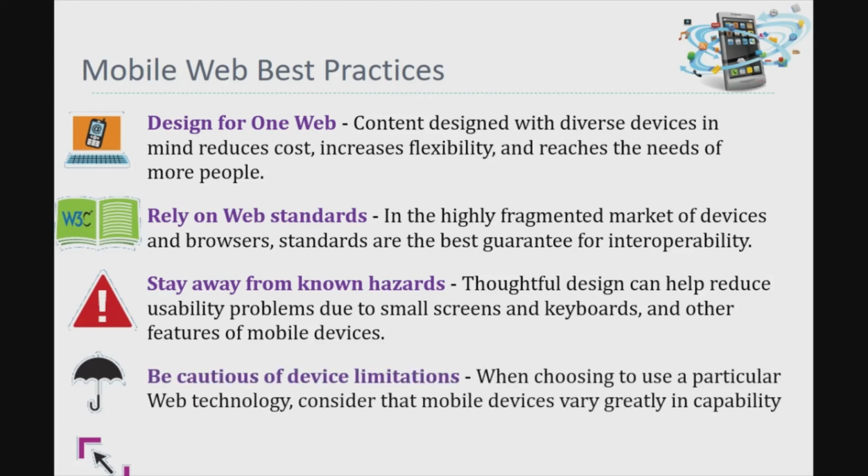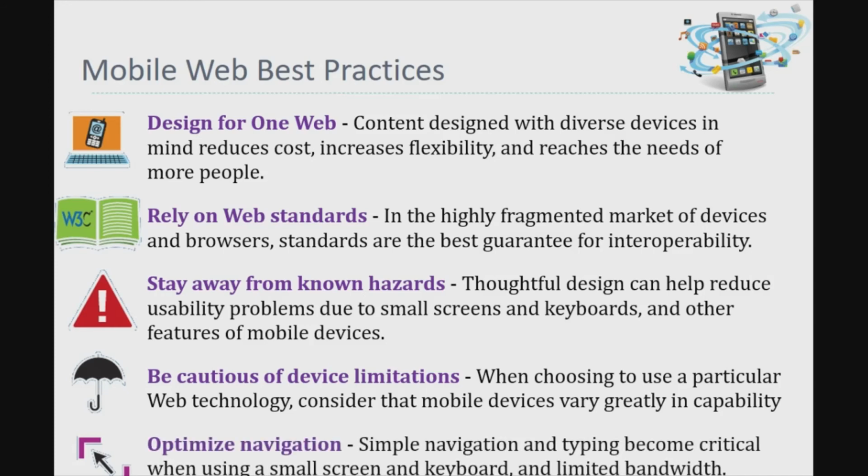Be cautious of device limitations. We need to really identify what the limitations of the mobile device that we use are. When choosing to use a particular web technology, consider that mobile devices vary greatly in capability. Some mobile phones are unable to do certain things, so you need to be careful of the limitations of the device itself.